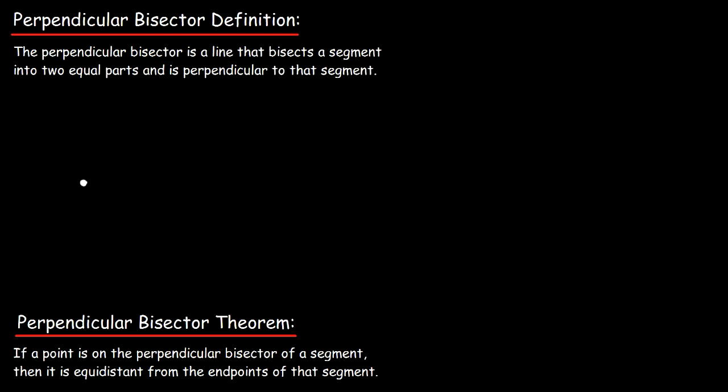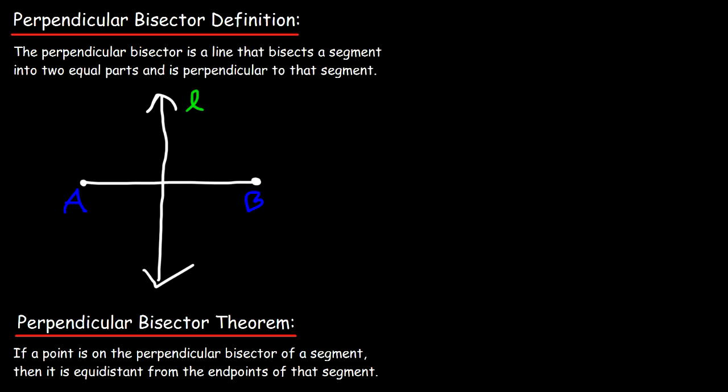So consider the segment AB. So this is point A and this is point B. And we're going to draw a line that passes through the middle of that segment. And let's call this line L. Let me use a different color. Now for L to be a perpendicular bisector of segment AB, or rather, let's call this point where it intersects point M.